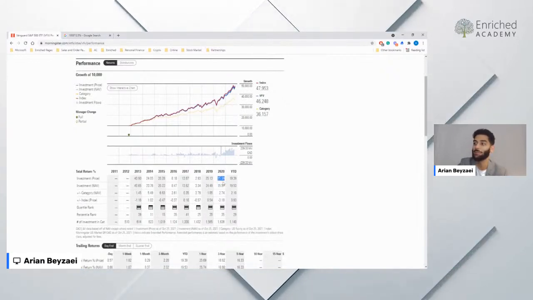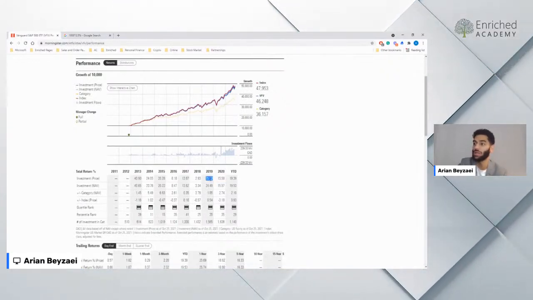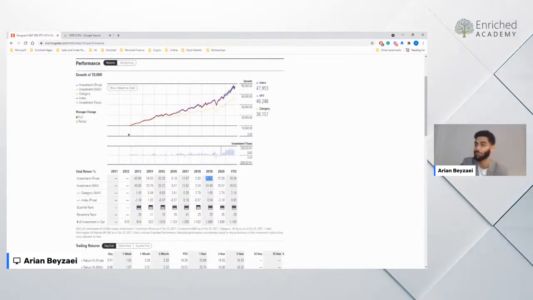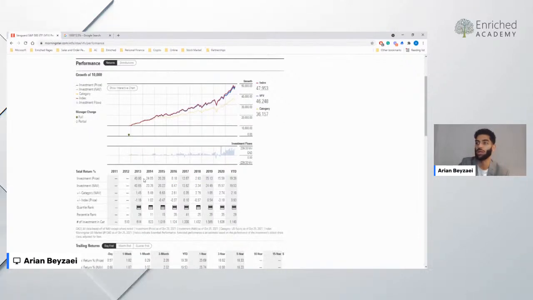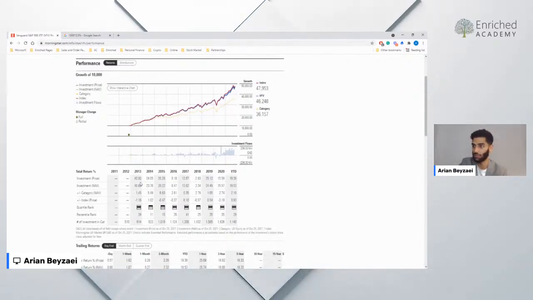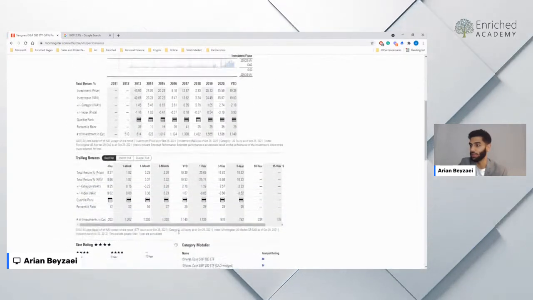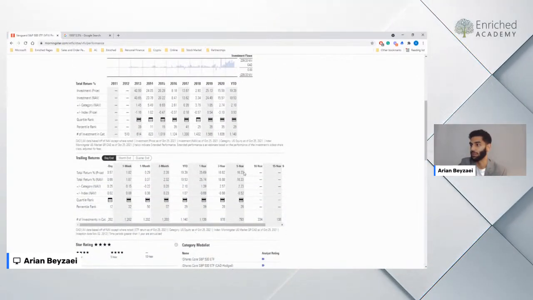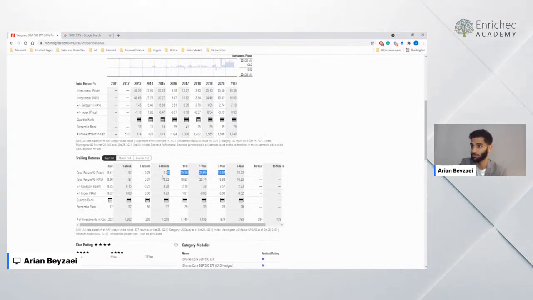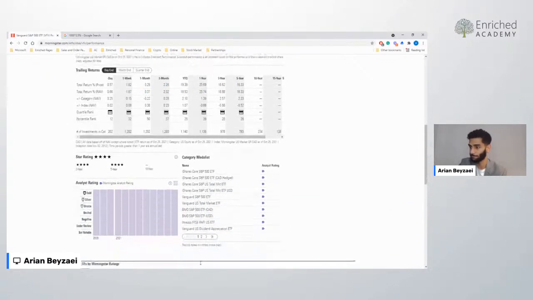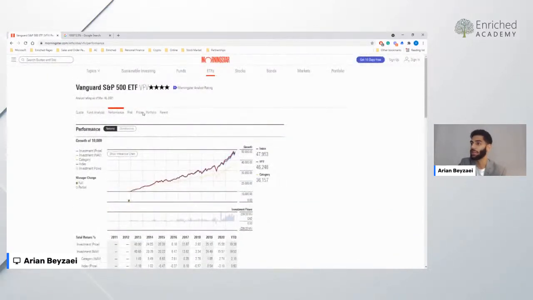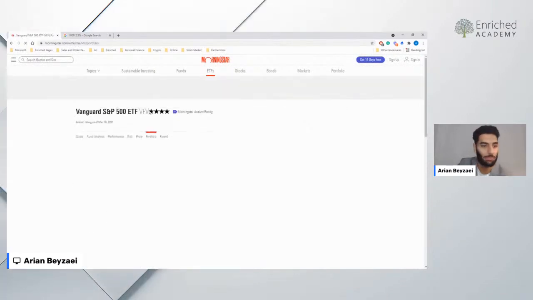In 2020, in the pandemic, 15% return. 2019, a 25% return. They're not always great years. Look at 2018, 3%. But whoa, 2013, 40%. Wow. Right? It is pretty unbelievable. You can look at the 5-year return here. I also like to look at the portfolio as well. You could click portfolio.